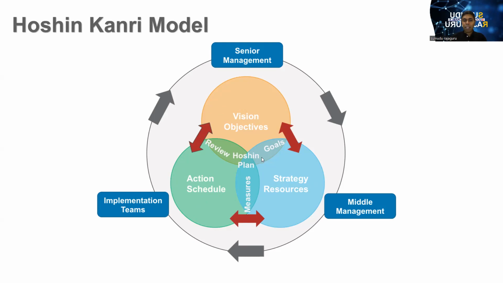You can see in the middle, when we talk about the vision and objective, the goals are also there, and strategy development, strategy creation and resource allocations are also there. There can be several measurement points, then action and schedules, and then the review also comes. So when we consider all these things together, it is called the Hoshin plan. The blue color, senior management, middle management and implementation teams, are the drivers of this Hoshin plan. Their responsibilities are different, but each has a particular responsibility regarding the Hoshin plan.